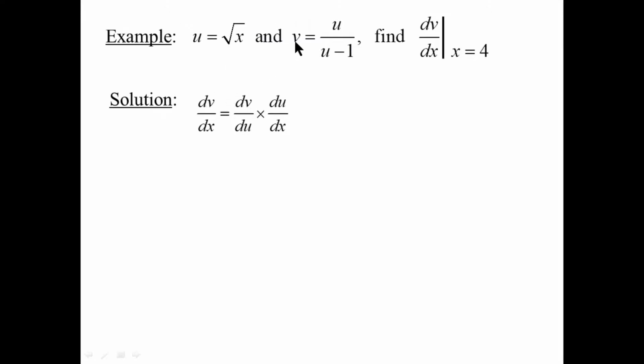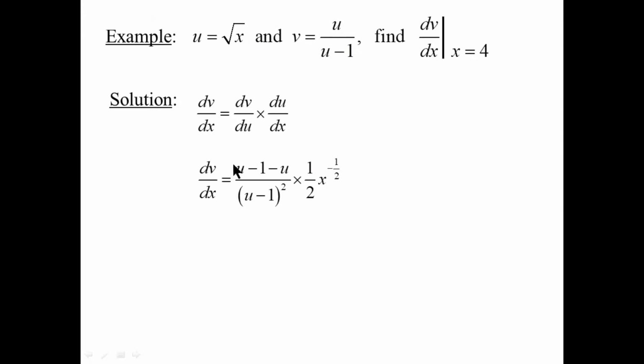dv by du, well, that looks like a quotient. So within this chain rule, I'm going to have to do a quotient rule right here when I go dv by du. Top thing prime times the bottom thing minus the bottom thing prime, which is 1 times the top thing, over the bottom thing squared. Let's check.